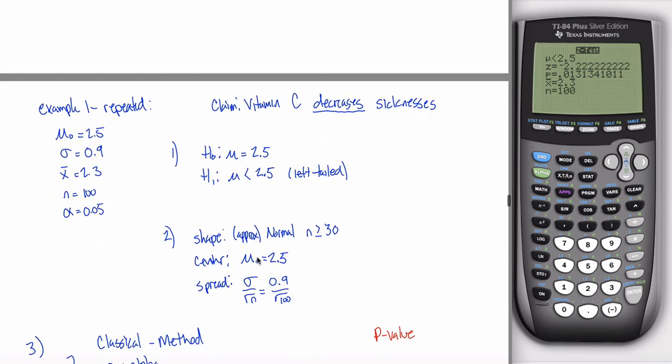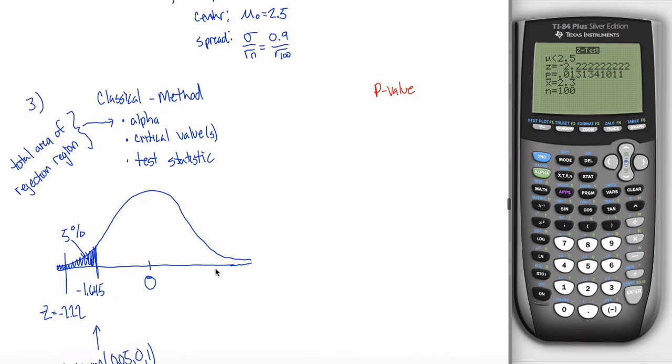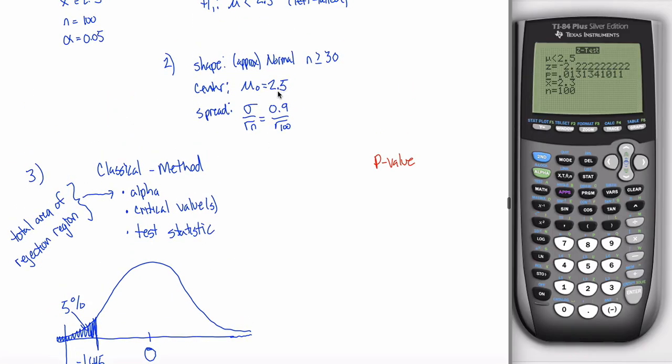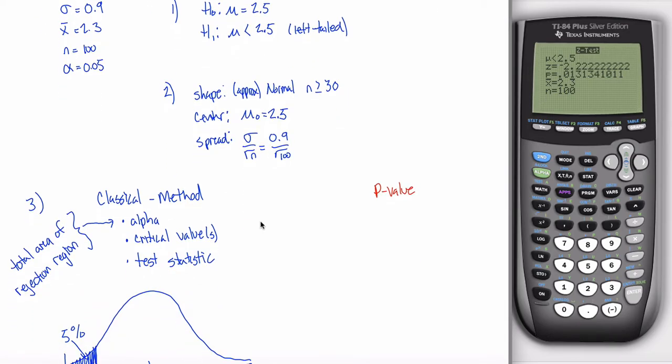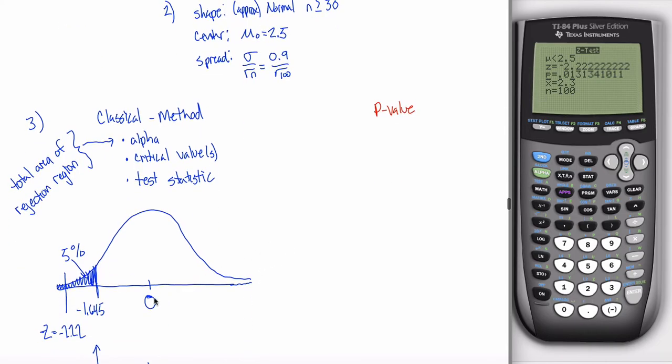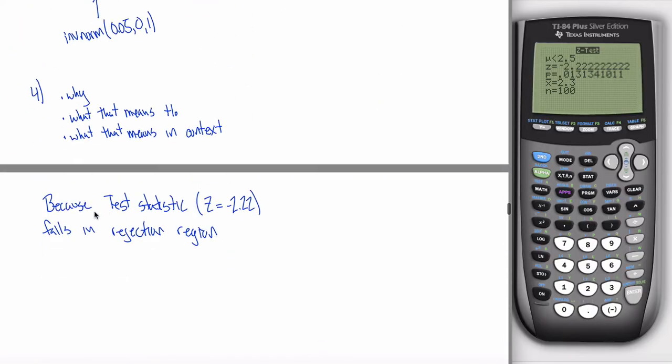What's going on here is we're assuming the null hypothesis is true when we put this as the center. When we put 2.5 as the center, we're assuming that mu equals 2.5. And we're saying if the population average number of times that people get sick while taking vitamin C is 2.5, it's pretty unlikely that my sample average would be as low as 2.3 because this is in the rejection region. Because my test statistic falls in the rejection region, the phrase that's typically used is there is sufficient evidence. I'm not going to be super picky on that. The part that I want to make sure you get is there's sufficient evidence to reject the null hypothesis.